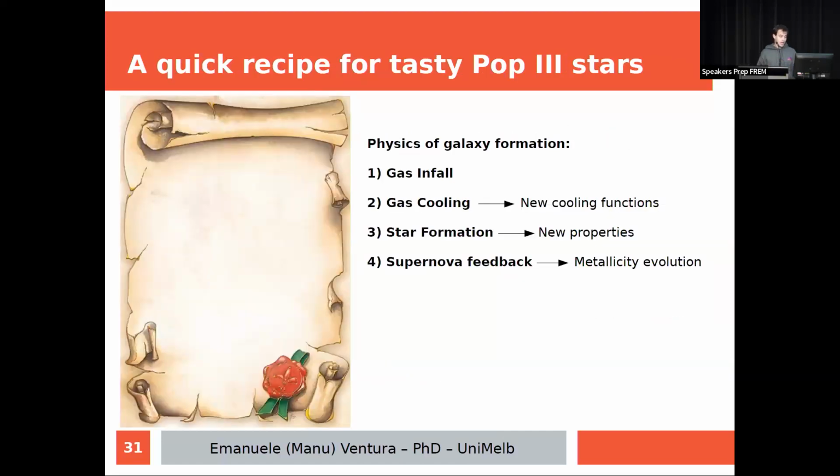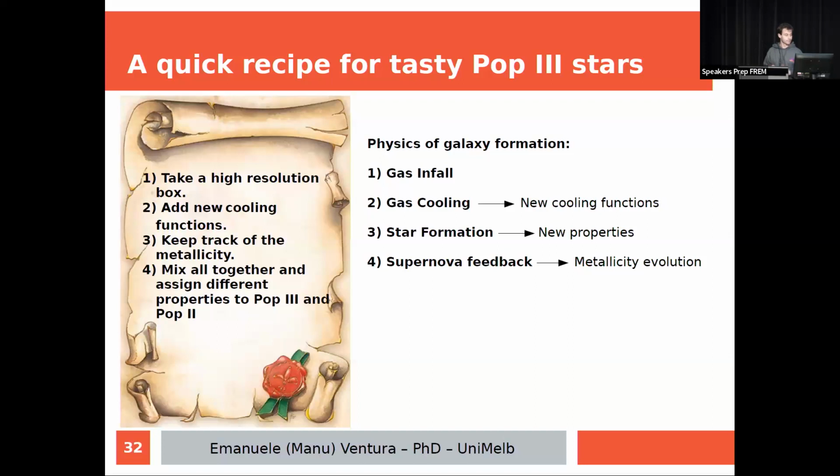This means updating cooling functions, so having new cooling functions for mini halos, because we know that gas cools differently in smaller halos. We need to add the new properties of star formation. For example, we need to account for the fact that pop 3 stars are probably more massive, but at the same time, when we include these new properties, we want to be a little bit flexible because, as I said before, there is a huge uncertainty on pop 3 star formation. And when we look at supernova feedback, what we are really interested in is the metallicity evolution of the intergalactic medium. Because in order to know if we are forming pop 3 stars or pop 2 stars, we need to know the metallicity of the gas compared to the critical metallicity.